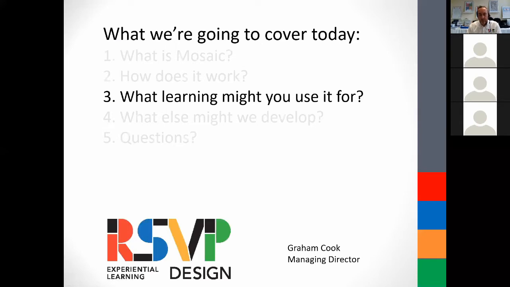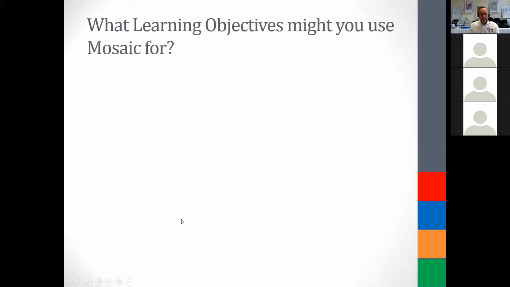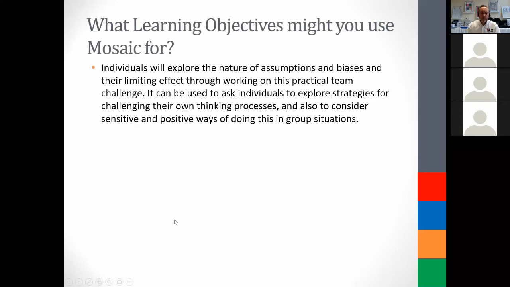Let's turn, and hopefully you've got some ideas by now, to what kind of learning you might use it for. If I go back to saying, well, what are the learning objectives for individuals as they go through this? This is in the manual, but individuals will explore the nature of assumptions and biases and their limiting effect through working on this practical team challenge. And hopefully you can see where that would start to manifest itself. It can be used to ask individuals to explore strategies for challenging their own thinking processes.